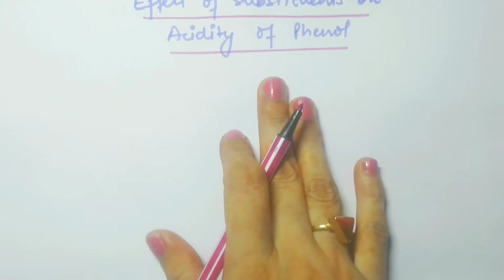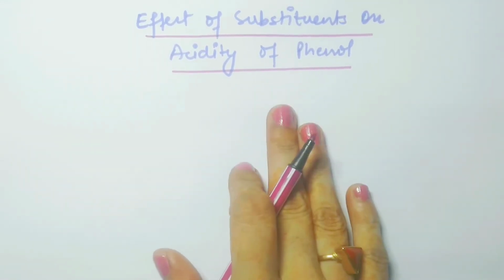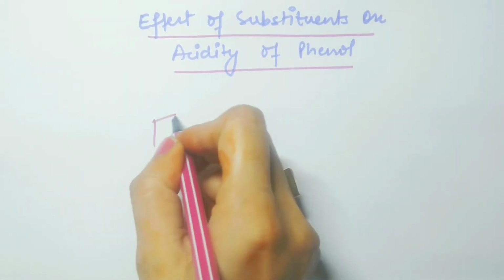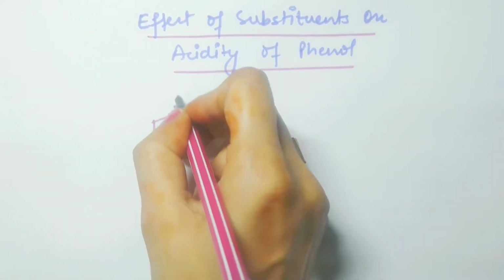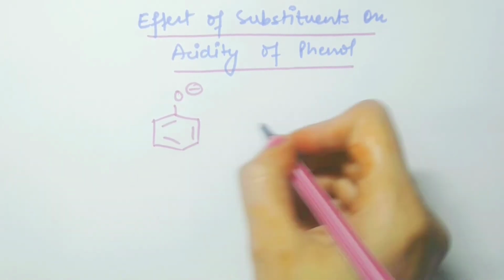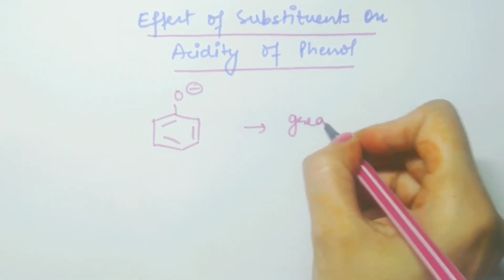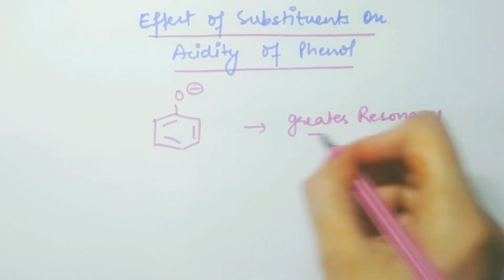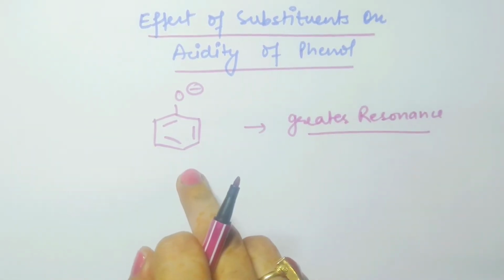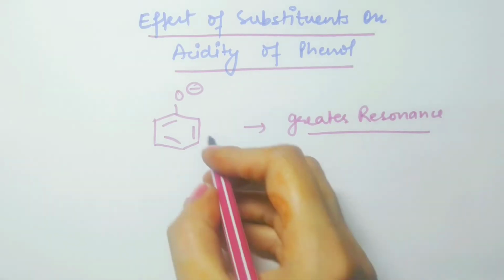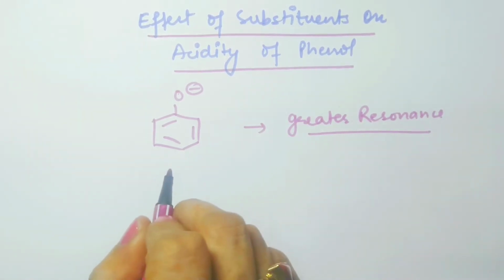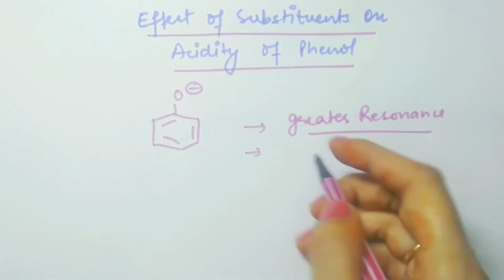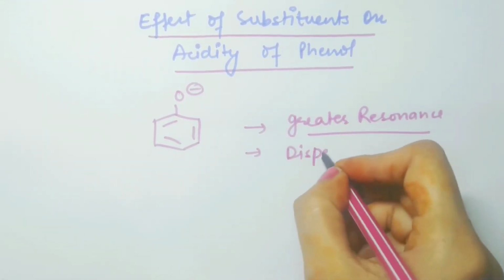Fine. So now we will take the effect of substituents on the acidity of phenol. As we know, the phenoxide ion is stable, and that was due to greater resonance. Resonance makes it more stable as compared to phenol. And second, the first was the greater resonance, the second was dispersal of charge.